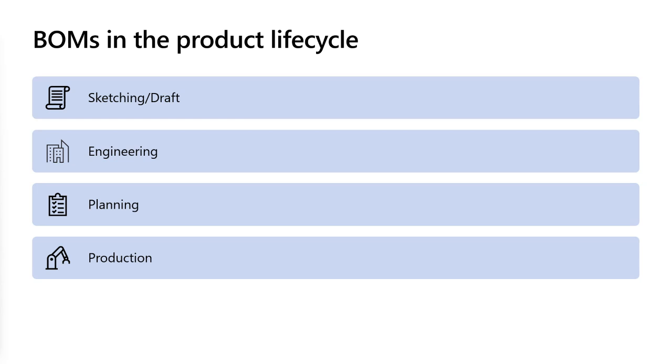Production BOM is the actual BOM that is used for a specific production. A production BOM must take into account the actual resources that are used to produce the product.